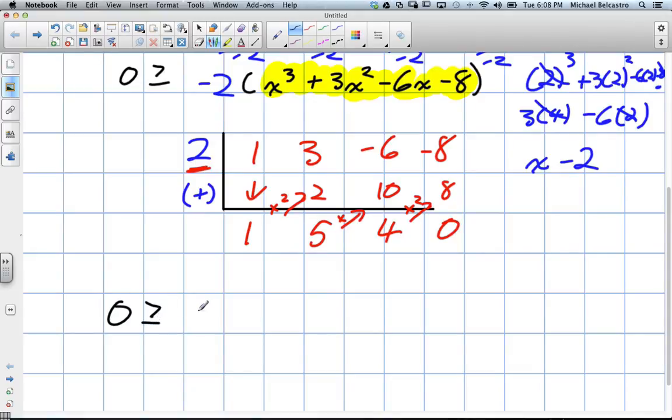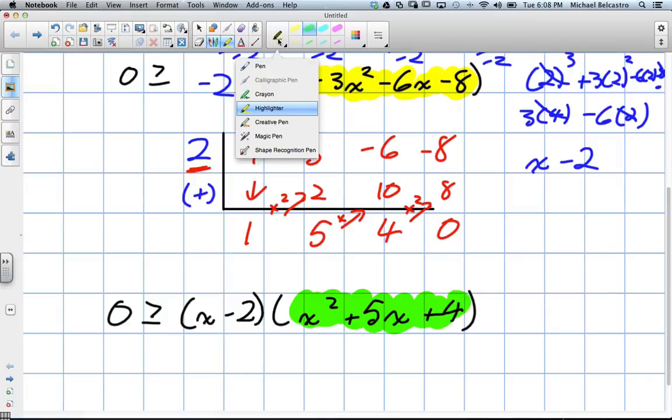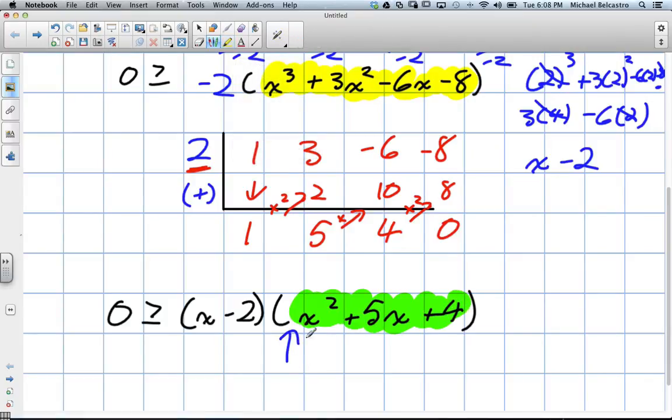So when we go to factor this all out, we still have our inequality. 0 is greater than or equal to x minus 2, which is one of our brackets. And on our polynomial, we're left with x squared plus 5x plus 4. Now this one is a quadratic, and because it has a value of 1 here, we can use some very simple factoring. We need 2 numbers that add to 5 and multiply to positive 4, which are actually 4 and 1.